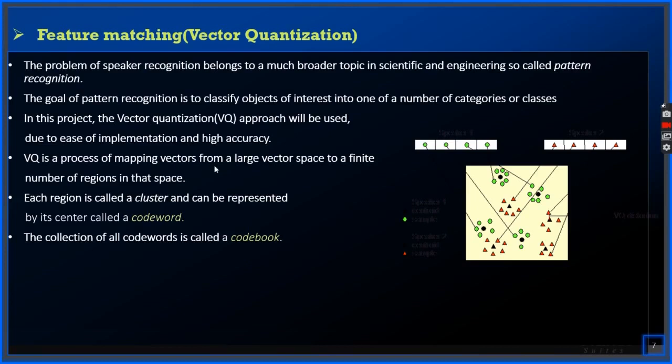Vector quantization is a process of mapping vectors from a larger vector space to a finite number of regions in that space. Here in this figure we can see the samples. These circles are samples of speaker 1, and these triangles are the samples of speaker 2, and these black dots are the centroids of these clusters. Each region is called a cluster, each sample we can call a code word, and the set of these is called a codebook.